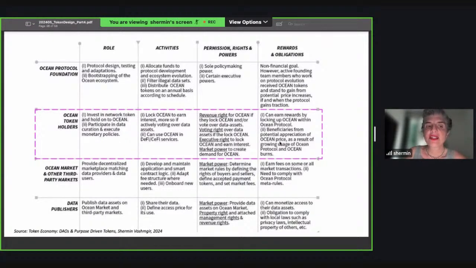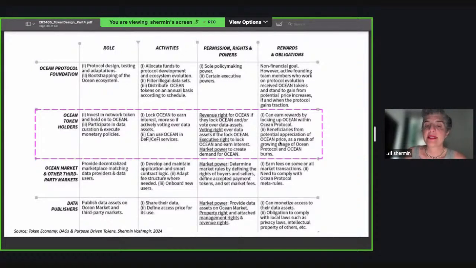The rights that are attached, and we will look at the rights in more detail later also, they have revenue rights, voting rights, executive rights. So revenue rights, if you have Ocean and you lock them, you can earn revenue on locking the Ocean tokens. Voting rights are not voting rights over protocol changes, but basically over data assets, kind of the importance of a data asset.